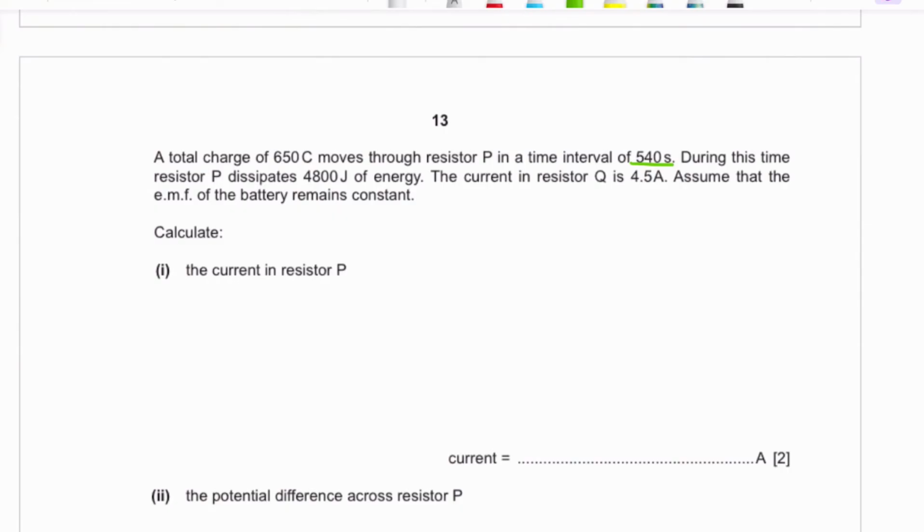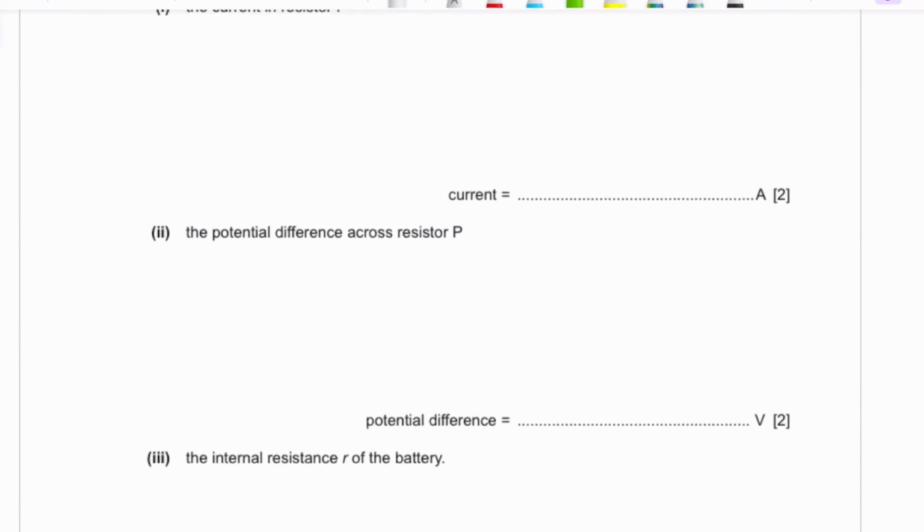Why would they give me the time and why would they give me the charge? Well, they might ask me to find the current, right? So let's go. During this time, resistor P dissipates 4,800 joules of energy and the current in resistor Q is 4.5. Calculate the current in resistor P.